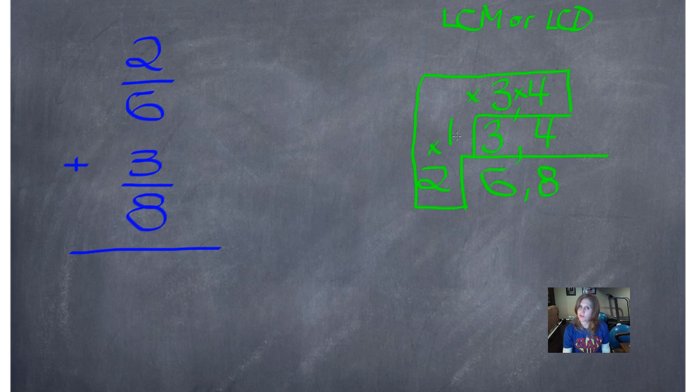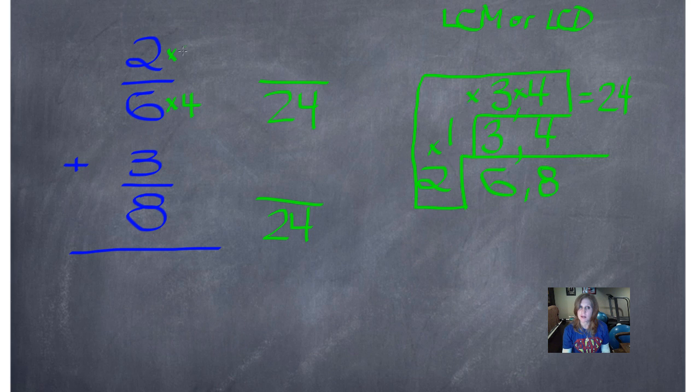2 times 1 is 2. 2 times 3 is 6. 6 times 4 is 24. So 24 is going to be our new common denominator. So we have to ask ourselves, what do we do to 6 to get to 24? We know we multiply because 24 is greater. 6 times what is 24? 6 times 4 is 24.